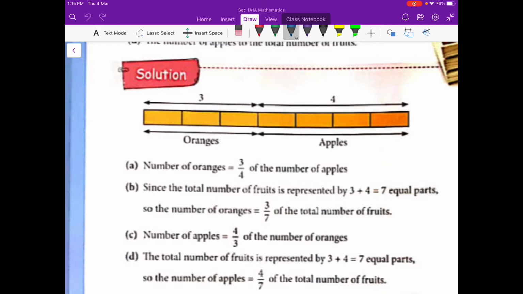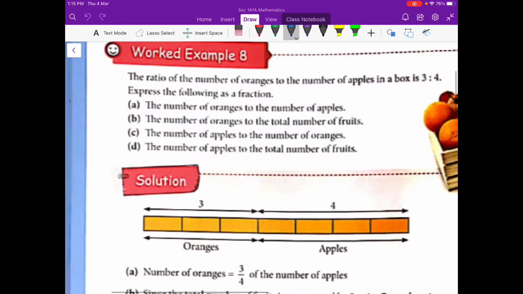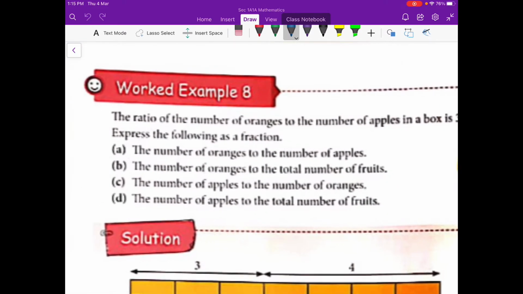So let's take a closer look at the question. They want the following as a fraction. Okay, what do they want? They want the number of oranges. But I don't know how many oranges there are. Maybe there are 6, maybe there are 3, 9, 12. I don't know. But they want it to the number of apples.